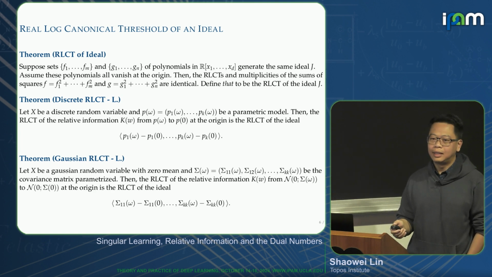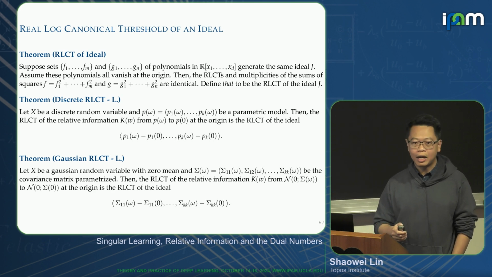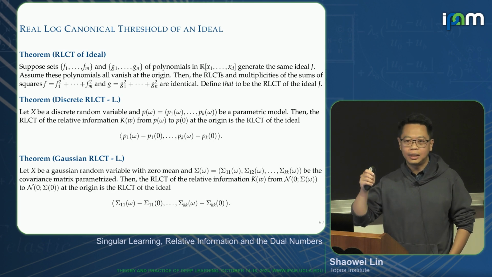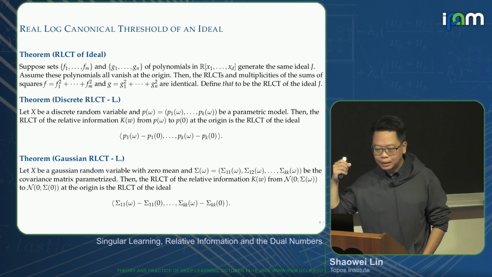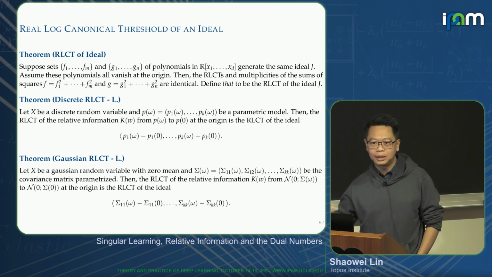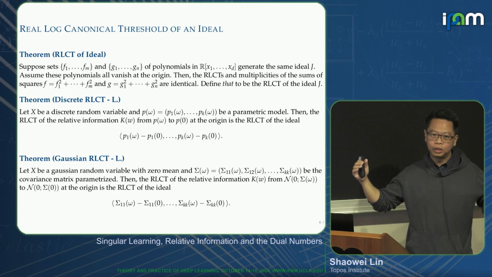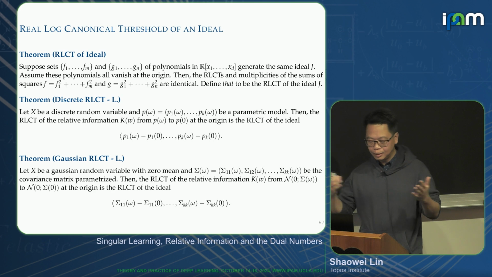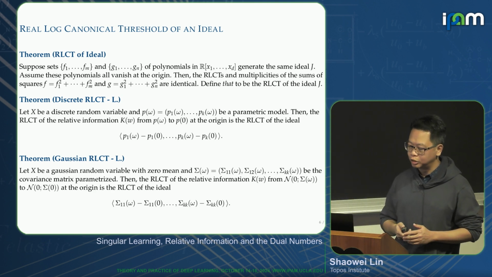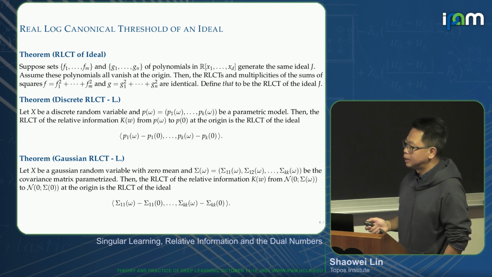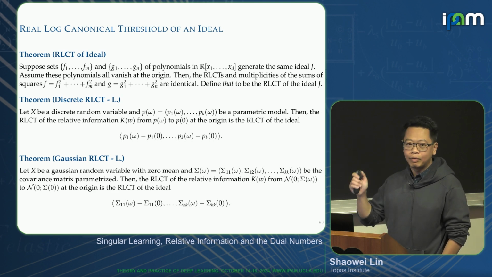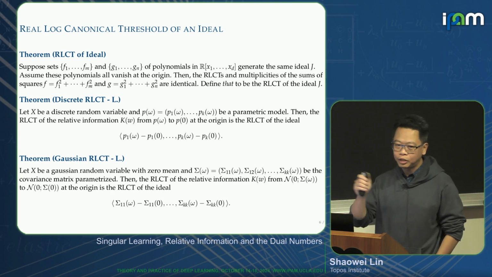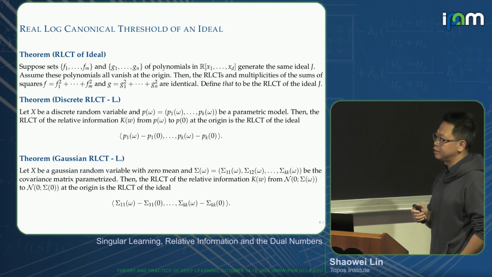It turns out that in many statistical cases that we care about, it reduces to computing the RLCT of an ideal. Here, when I say ideal, I mean it in the sense of algebraic geometry. An ideal is a set of polynomials which are closed under linear combinations and products by other polynomials. So let me now try to define what is the RLCT of an ideal. Just now we talked about the RLCT of a function. Now I'm going to tell you the RLCT of an ideal.